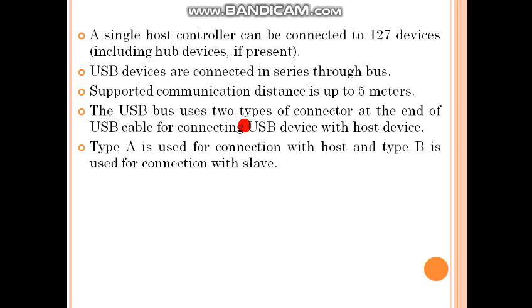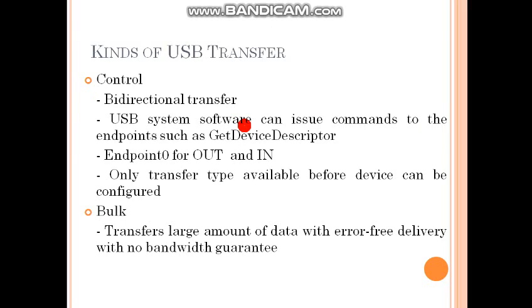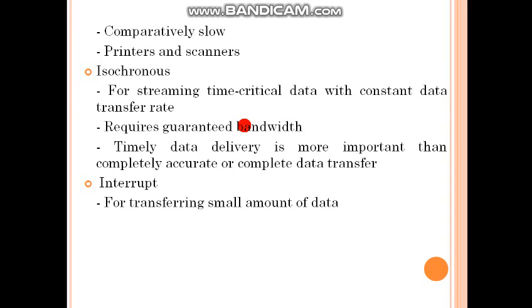The USB devices are connected in series to the bus. The supported communication distance is up to 5 meters, and the USB bus uses two types of connectors at the ends of the USB cable for connecting the USB device with the host device. Type A is used for connection with the host and type B is used for connection with the slave. The kinds of USB transport are control, bulk, isochronous and interrupt.